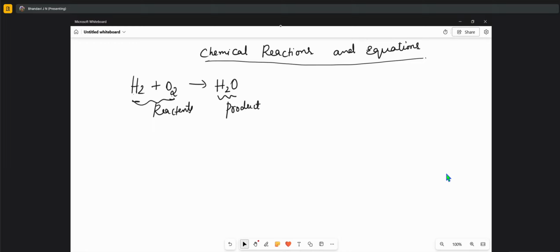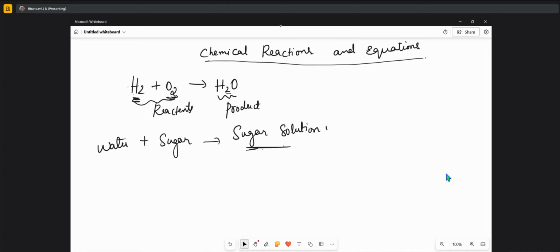Here the hydrogen bonds with the oxygen, it combines with the oxygen, and water is formed. And you would have heard, for example, water plus sugar gives a sugar solution, correct? So here there is a difference. This is not actually a chemical reaction. How can you make out whether it's a chemical reaction or not? Because the composition will not change here.